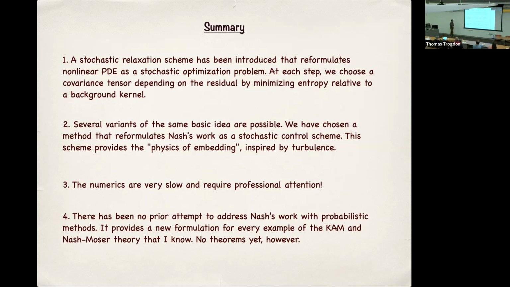Somehow, there's been no prior attempt to address Nash's work with probabilistic techniques. And in every single example that I know of work that came out of it, it provides a new way of thinking about those problems.